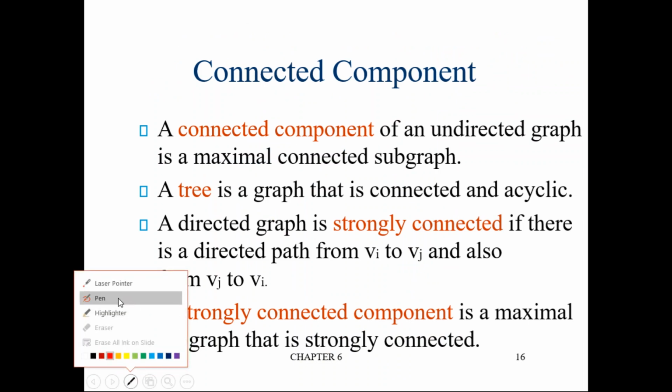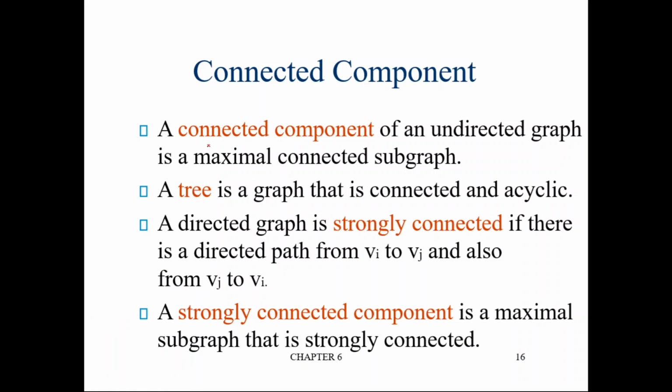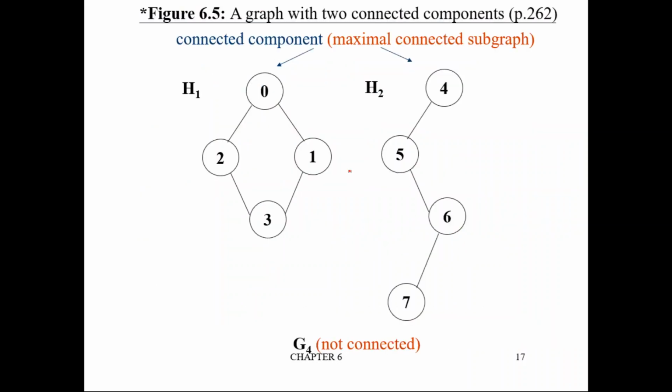There is a change in that explanation. The connected component of an undirected graph is a maximal connected subgraph. Actually, these two are one graph, but it is a disconnected graph. This graph is called G4. This graph G4 is not connected. Now this graph has two subgraphs. This is subgraph 1, which is called H1. Subgraph 2 is called H2.